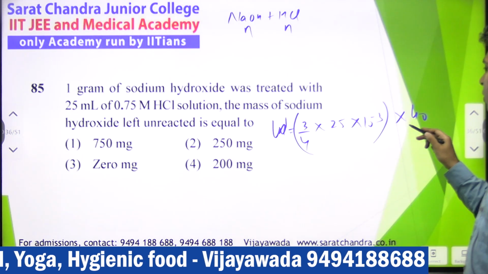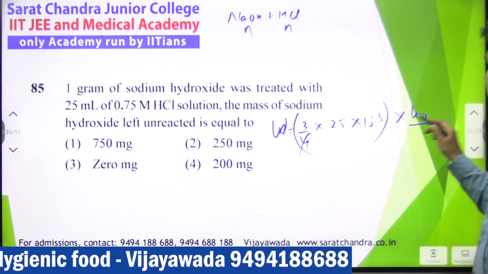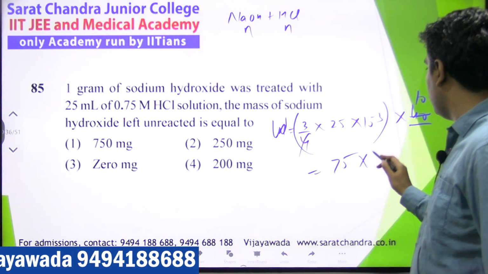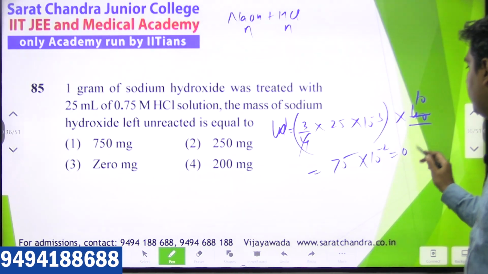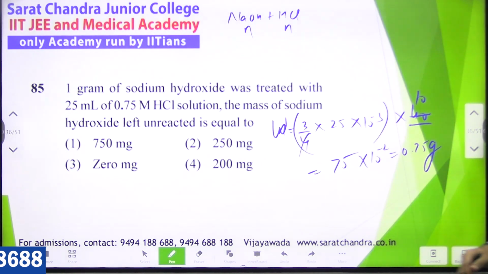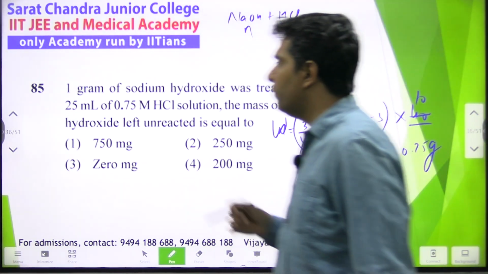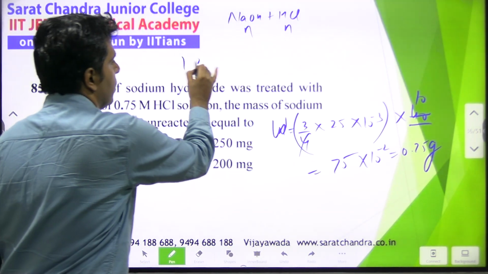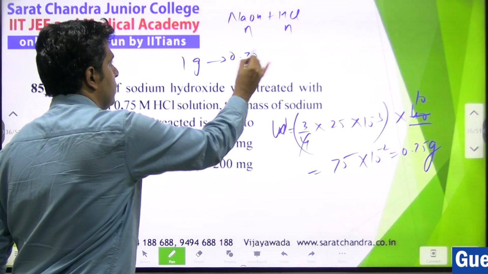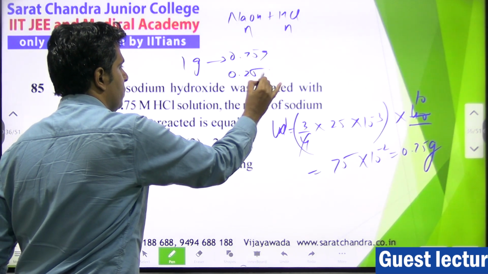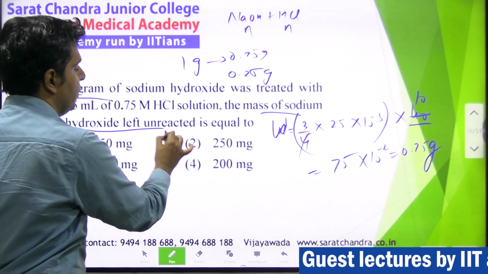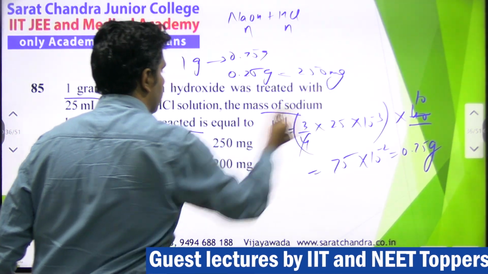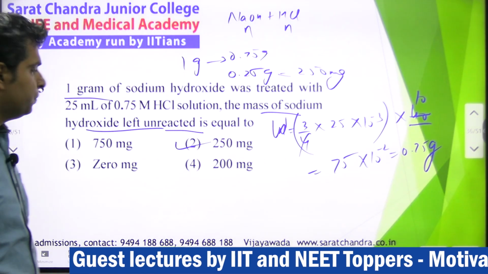So number of moles into molecular weight of NaOH will give me the mass of NaOH that is reacting over here. So 75 into 10 to the power minus 2, that is 0.75 grams. So 0.75 grams of NaOH is reacting. We were having 1 gram, out of 1 gram 0.75 is reacting. So remaining will be 0.25 grams. So the mass of sodium hydroxide unreacted is 0.25 grams, that is nothing but 250 milligrams. So answer will be second option.